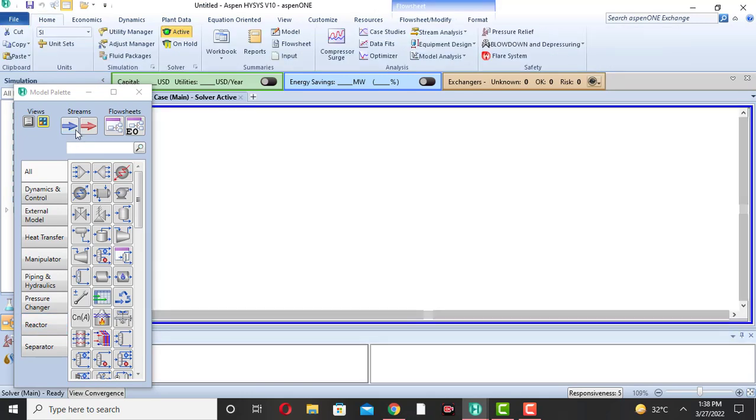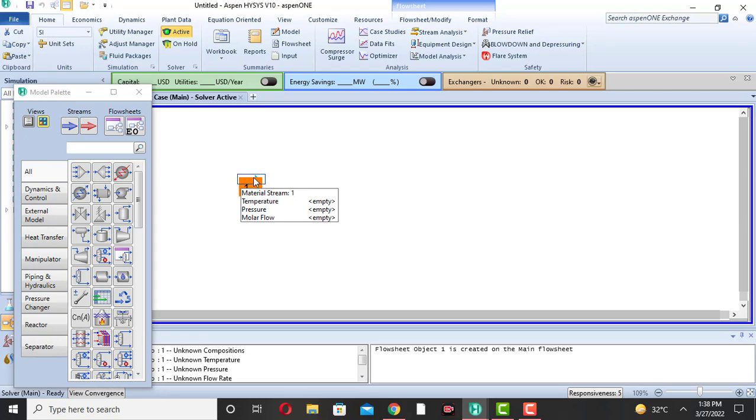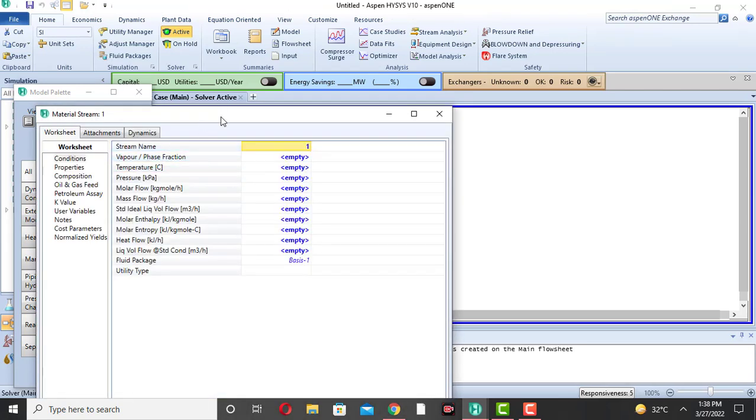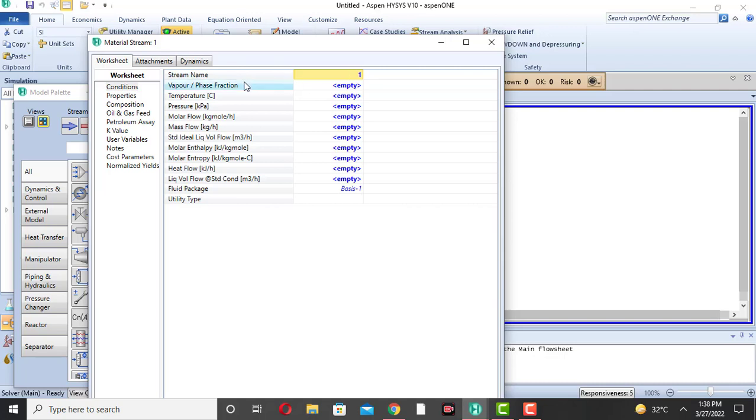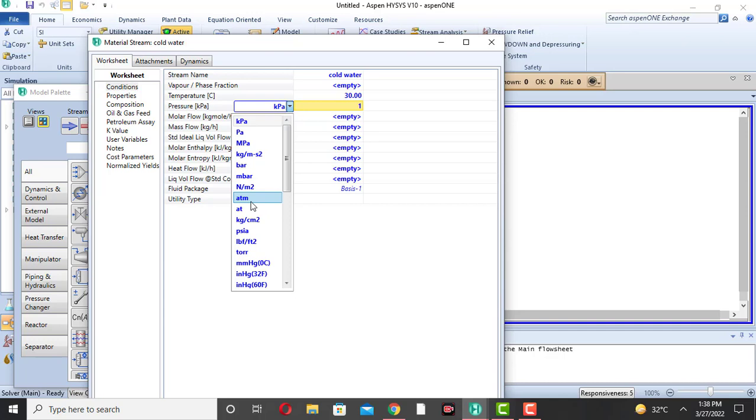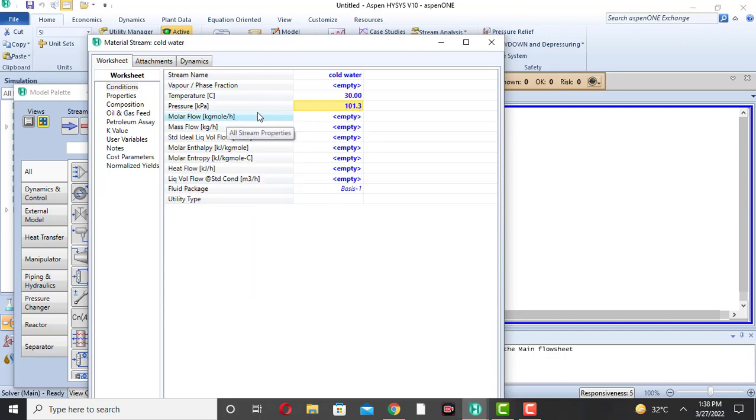This is the material stream, this is the energy stream. This is the material stream number 1. So click on it. By default its name is 1, so I am using cold water. Cold water is at 30 degrees centigrade and 1 atmospheric pressure. 1 atmospheric pressure is equal to 101.3 kilopascal. The molar flow rate is 100 kg mole per hour.